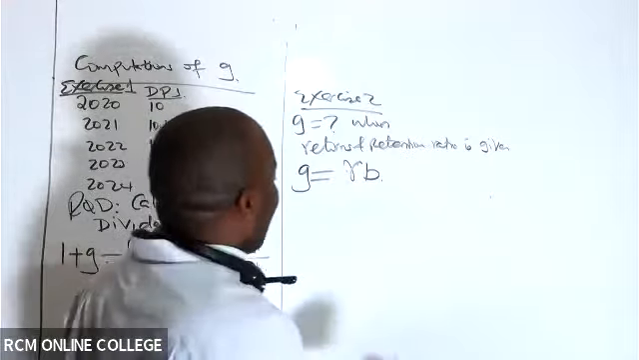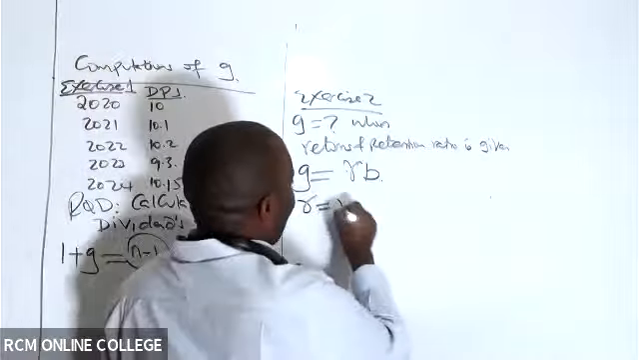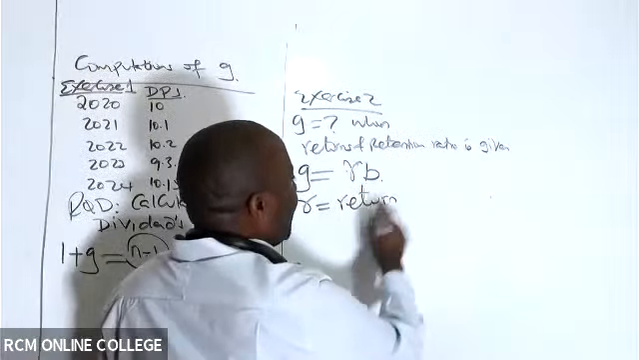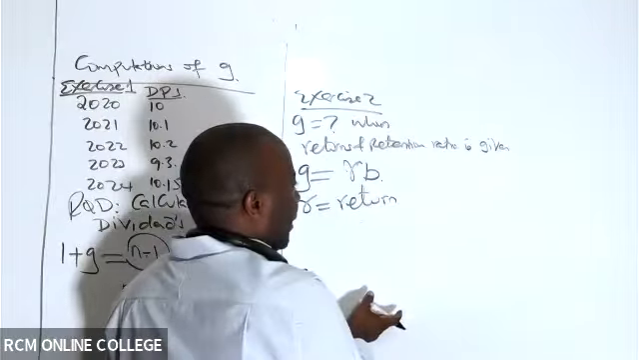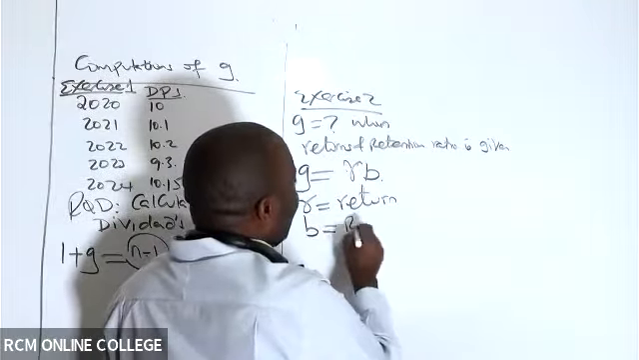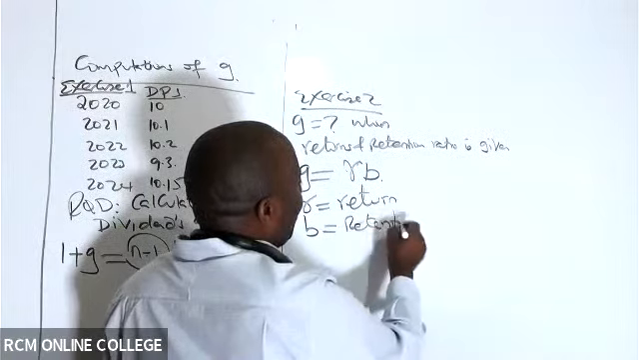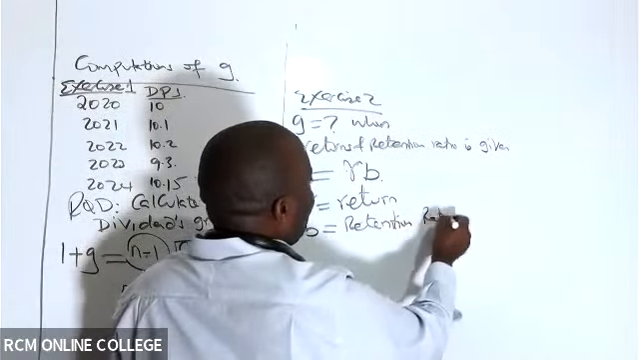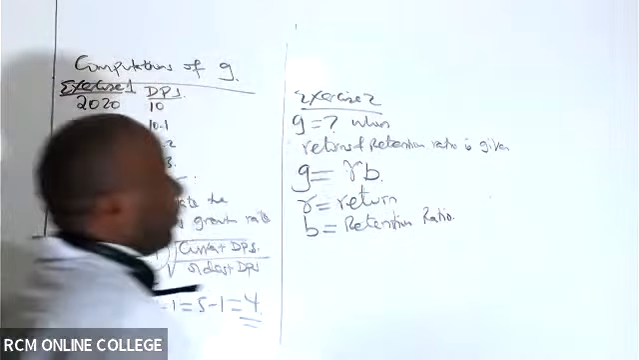So where these are: R is the return. It will be return on equity, return on investment. And then this B is the retention ratio.